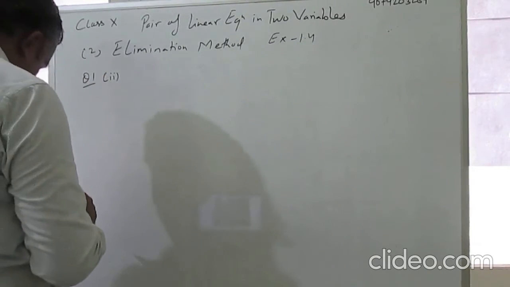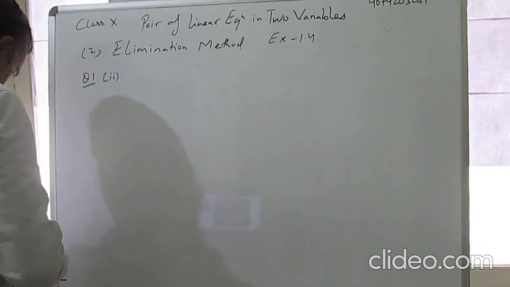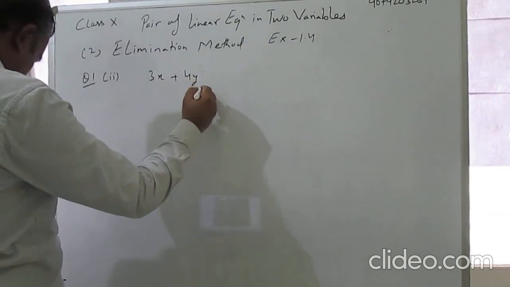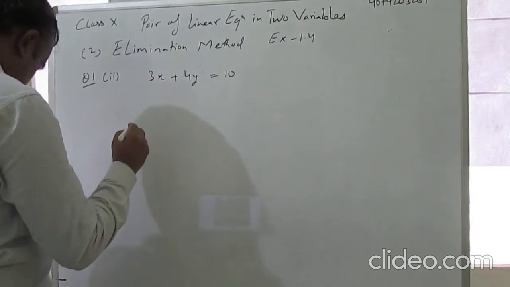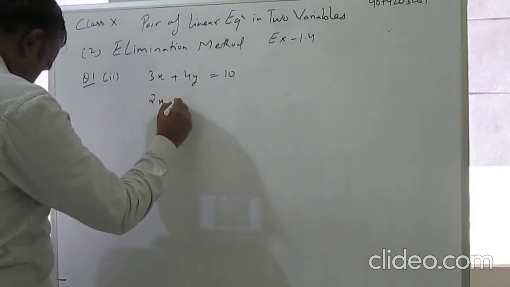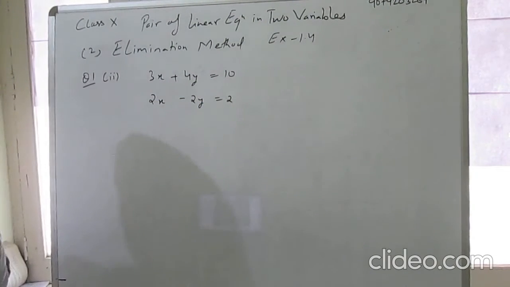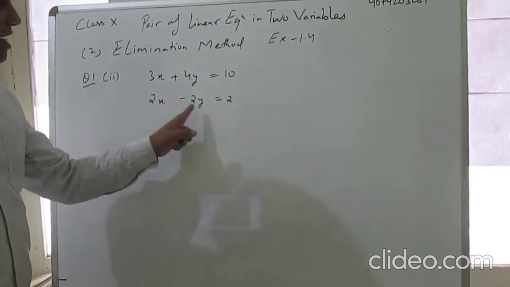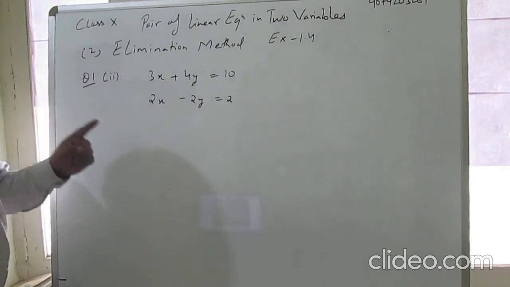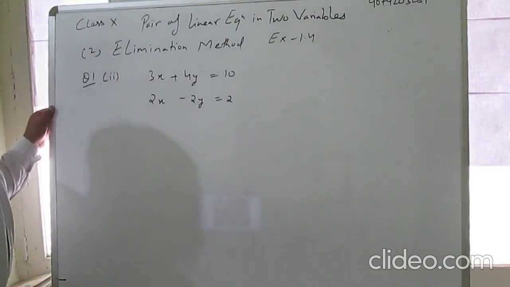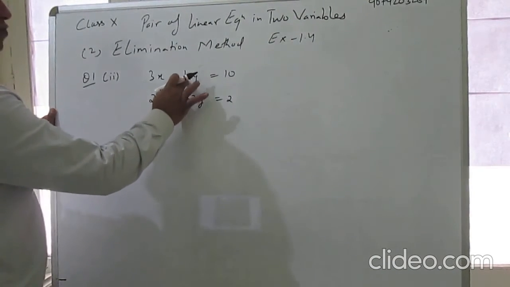Second part I will take: 3x plus 4y is equal to 10, and 2x minus 2y is equal to 2. Now I will explain the elimination method. In this question, there are two variables x and y. We make the coefficients of one variable the same and eliminate it. How will we do it? See, here it is 4 and here it is 2.